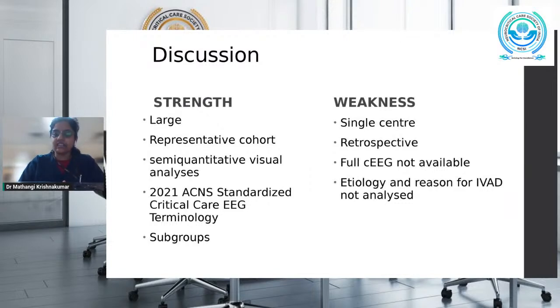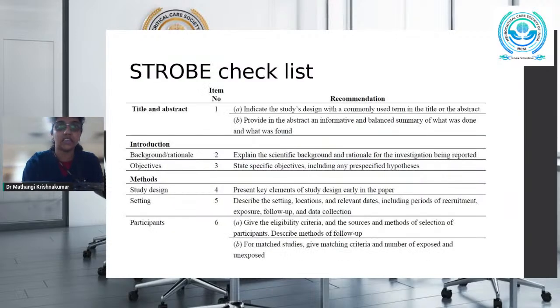Did this study have weaknesses? Yes, because it was a single center study. The data was part of 2 other ongoing cohort studies, and full continuous EEG was not available. Only a 1 hour recording was taken. So what exactly happened at the start and end, we don't know. Some burst suppression could have been missed during analysis. And the exact etiology and the reason for choosing or not choosing burst suppression in a patient was left to the clinician, and it was not analyzed as a part of the outcome. So these were the weaknesses in this study.